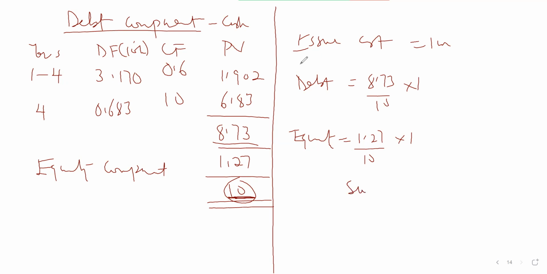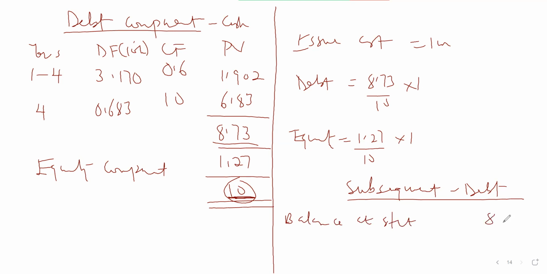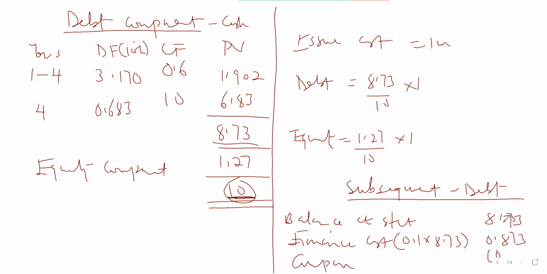For the subsequent measurements, our debt component will be carried through amortized cost. So we have our opening balance, which will be 8.73. Then you calculate your finance cost. The finance cost will be calculated using the rate that you use to discount the cash flow. So 8.73 gives us 0.873. Then you calculate your coupon, which will be 0.6.